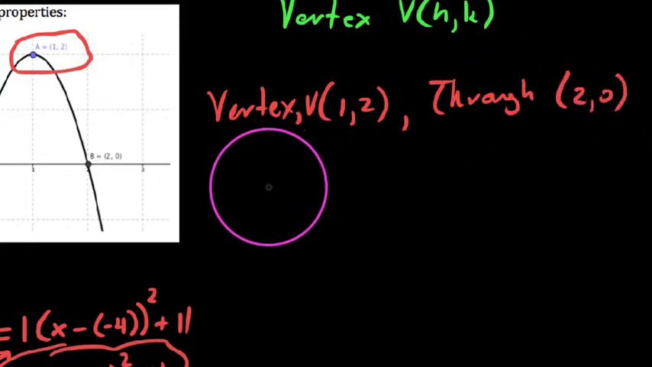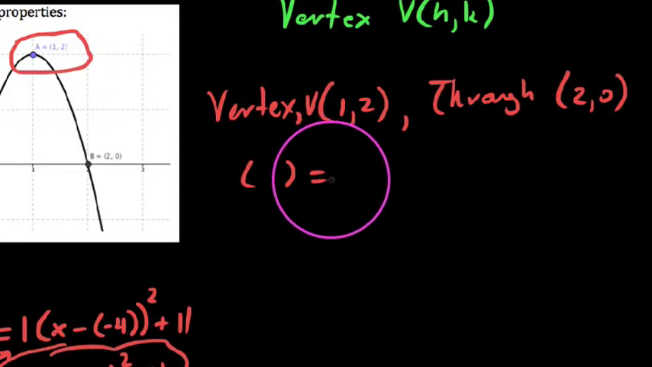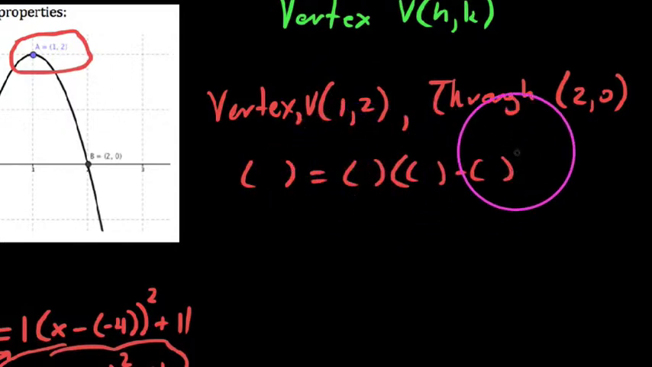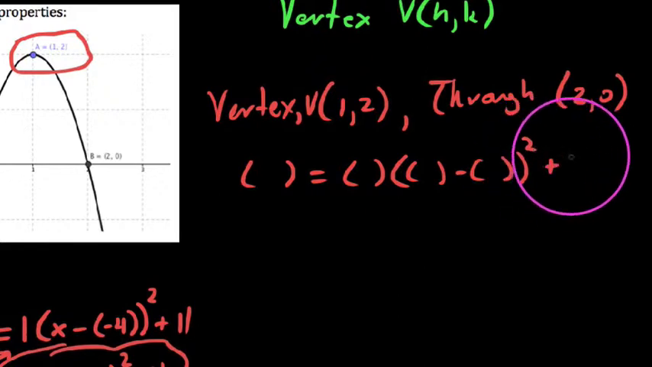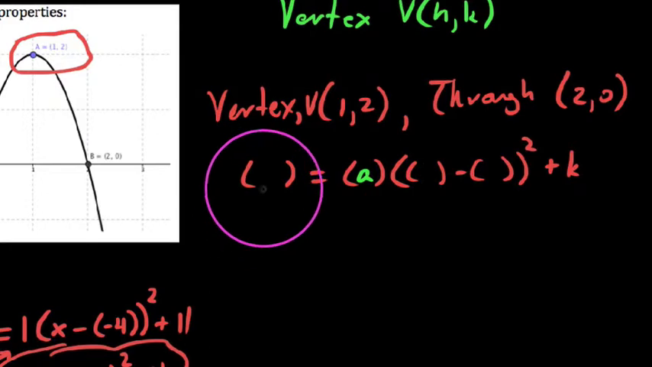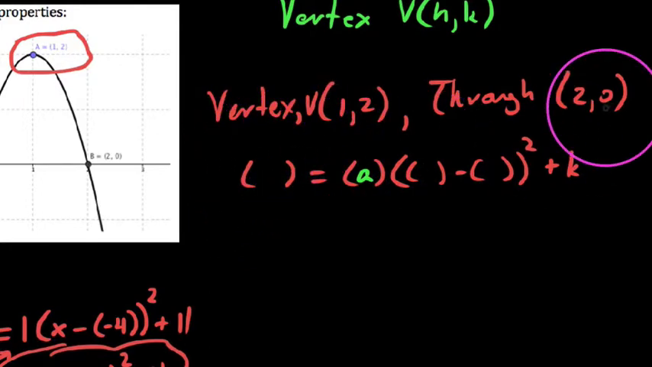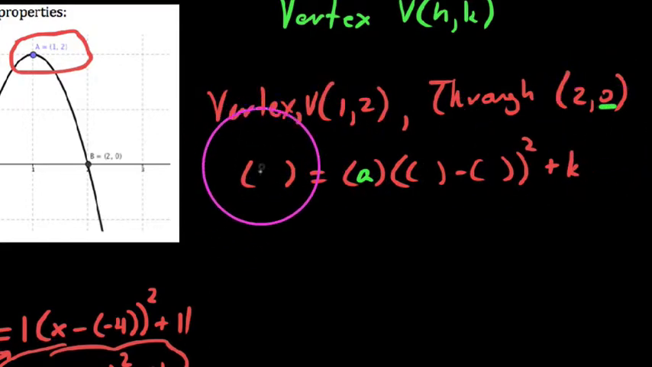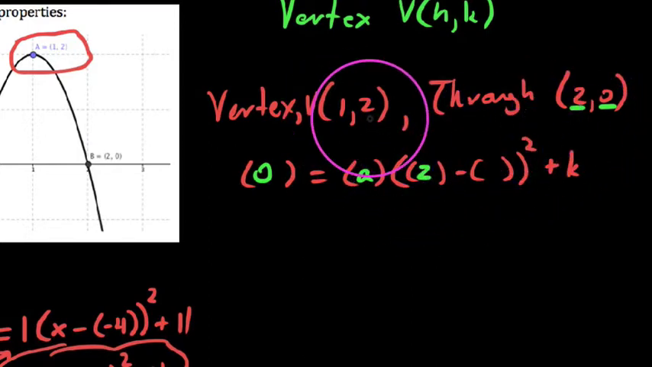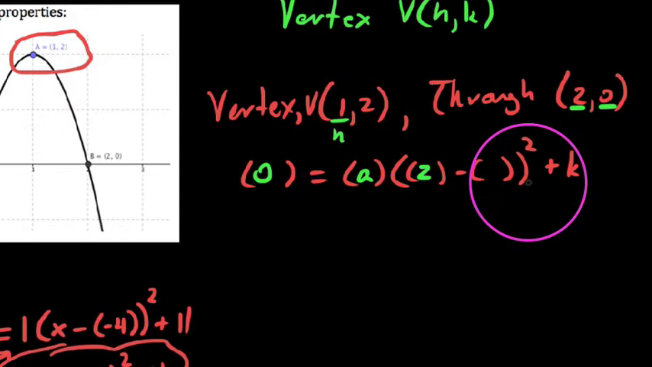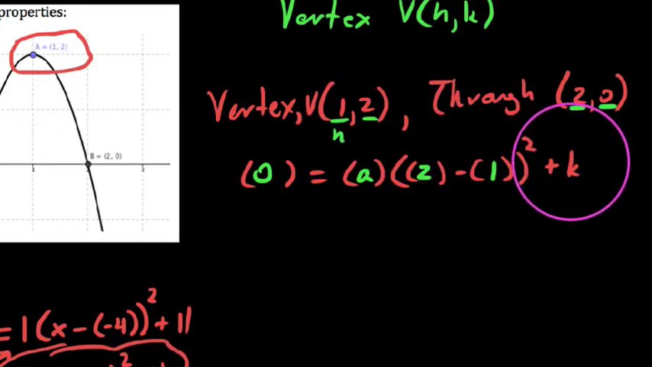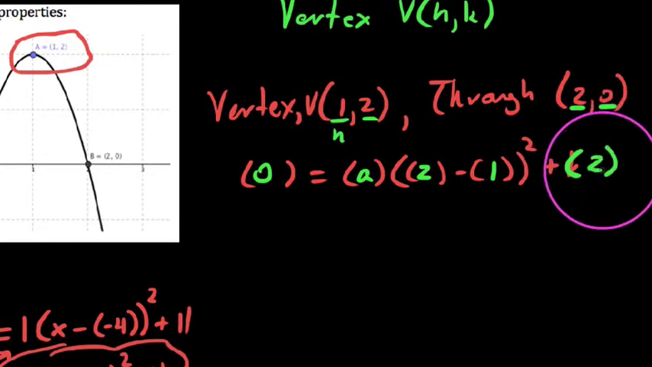So again, let's go ahead and plug things in. We say y equals a times the quantity x minus h, quantity squared, plus k. And remember, we did not know a, so we leave a as a. But it looks like the y value of the point that this passes through is 0. The x value is 2. The h value is 1. It's a positive 1 this time. And the k value here, oh, I can't believe I did that. This k value is 2.